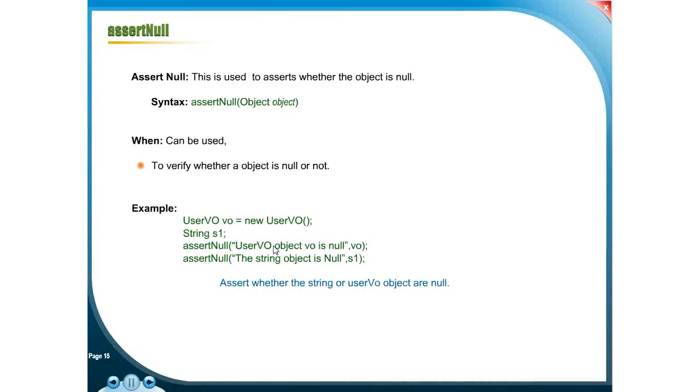And here also you can see assert null. S1 is of course null. Whereas the value Vivo object is not null, because it is pointing to some object.